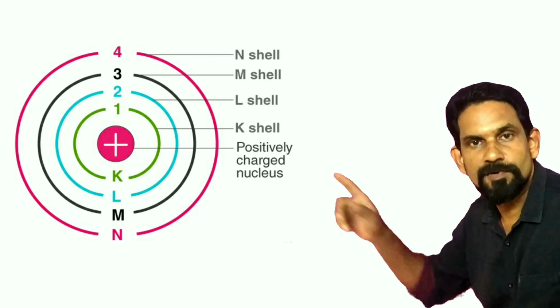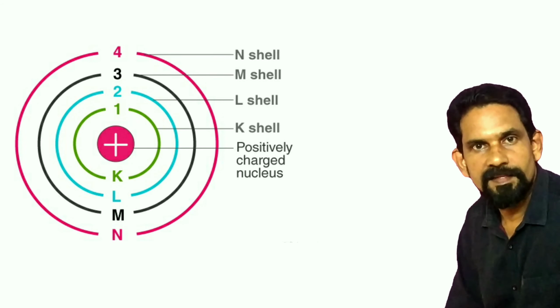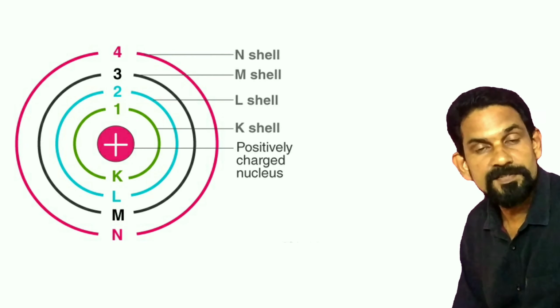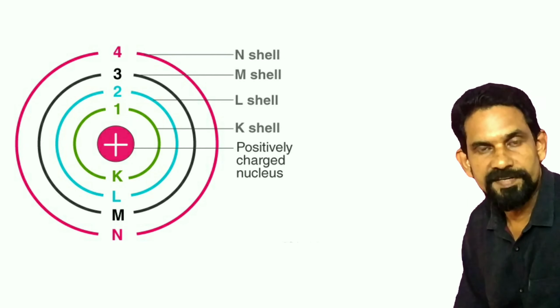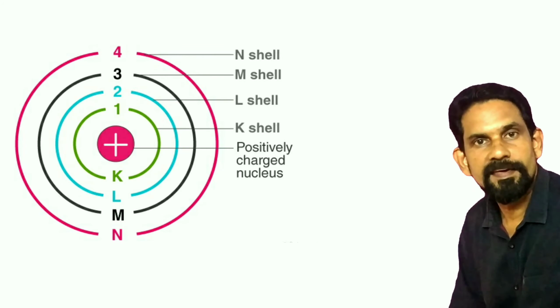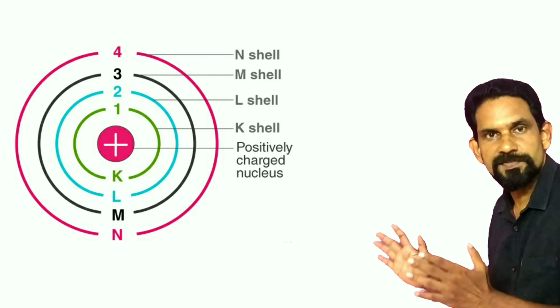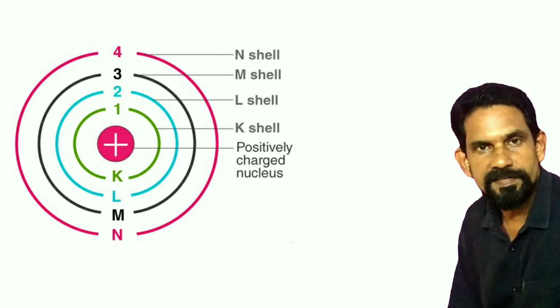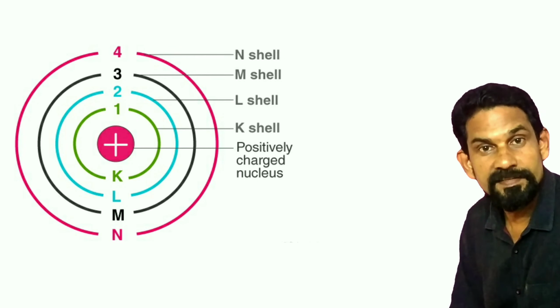And around this nucleus, what do you see? These are known as shells. Shells are also known as orbits. And there is another term used to denote this shell or orbit. What is the term? Energy levels.